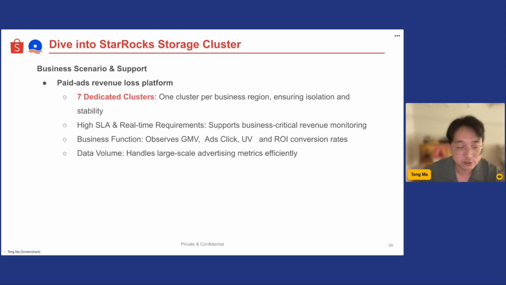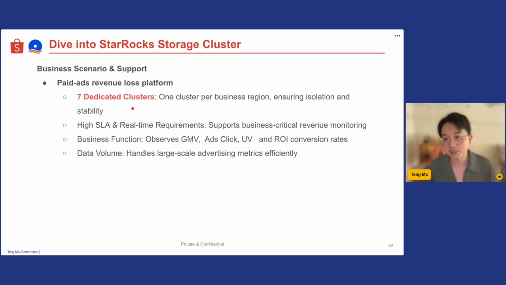First one is from our paid ads revenue loss platform. The paid ads revenue loss platform is for observing the advertisements' GMV, advertisement clicks, UV, and ROI conversion rate. Because the marketing team and advertising team will base their analysis on these metrics to determine whether an advertisement can really earn money or save the budget. So the HA and real-time requirements are very high. So this platform actually has seven dedicated clusters.